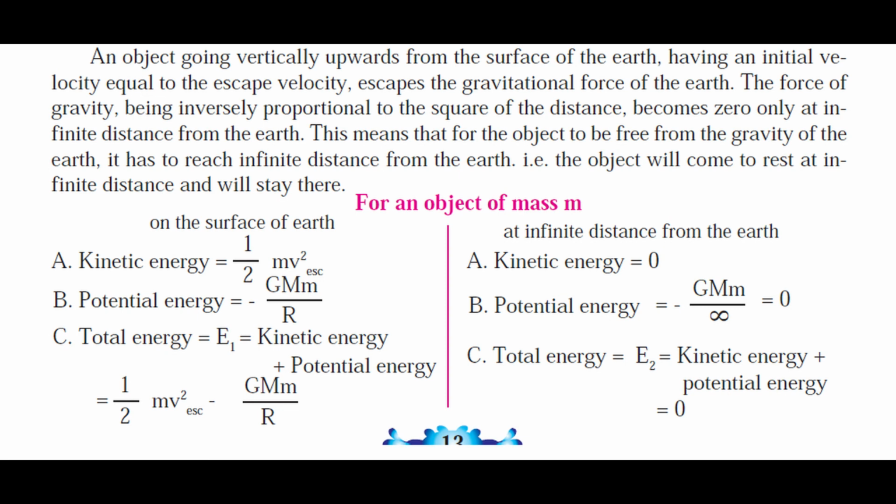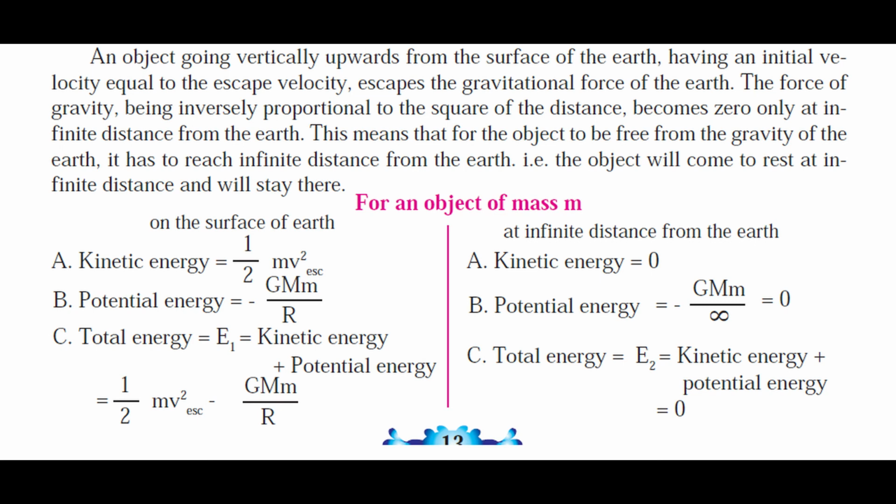An object going vertically upwards from Earth's surface with initial velocity equal to escape velocity escapes the gravitational force of the Earth. The force of gravity, being inversely proportional to the square of the distance, becomes 0 only at infinite distance from the Earth. This means that for the object to be free from the gravity of the Earth, it has to reach infinite distance from the Earth. The object will come to rest at infinite distance, and it will stay there. It will not come back to Earth.